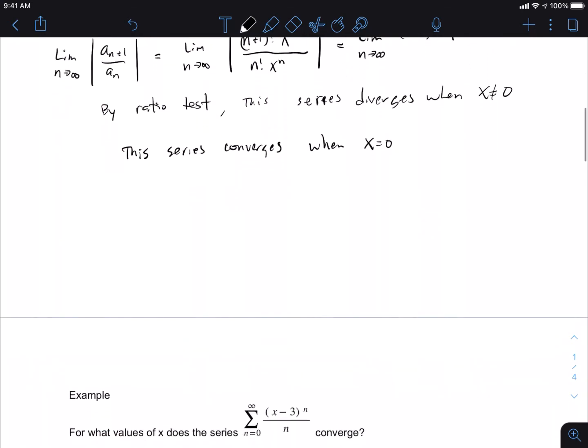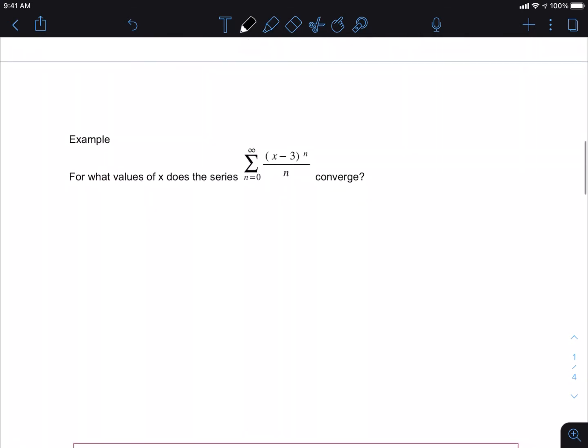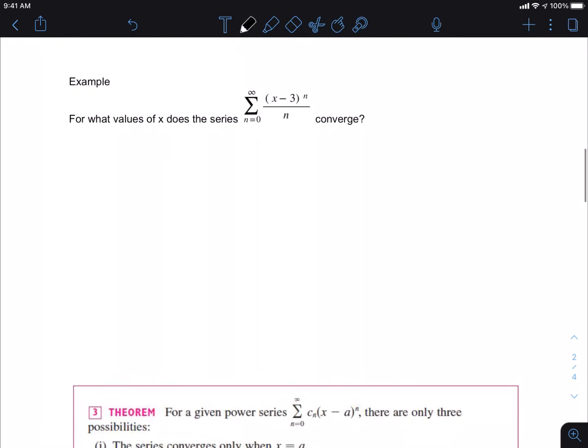All right, let's do another example and see what we can get. All right, so in this example, we're going to let a sub n equal x minus 3 to the n over n.